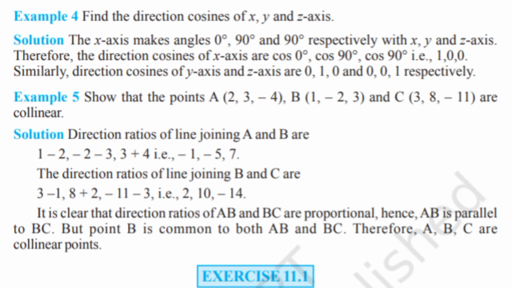It is clear that the direction ratios of AB and BC are proportional. Hence, AB is parallel to BC, but point B is common to both AB and BC. Therefore, A, B, C are collinear points.